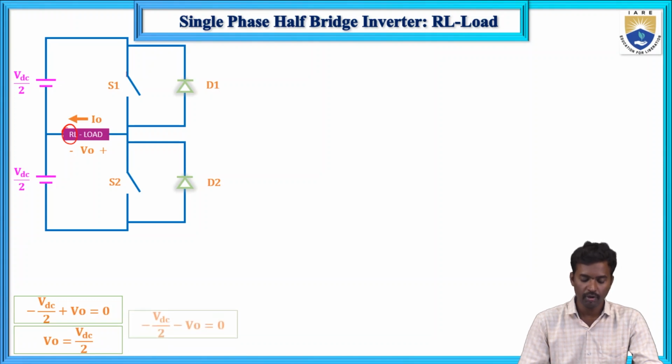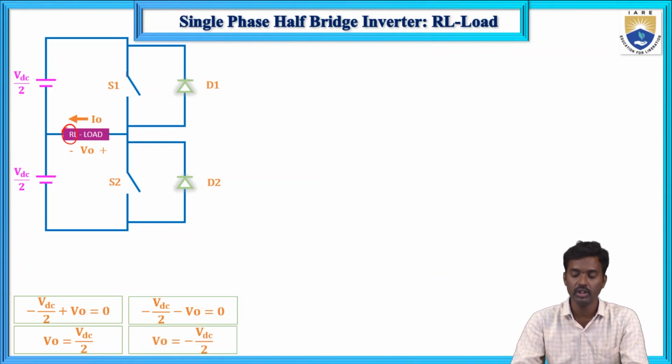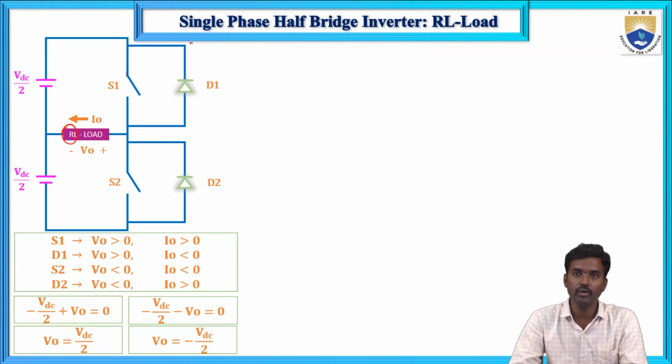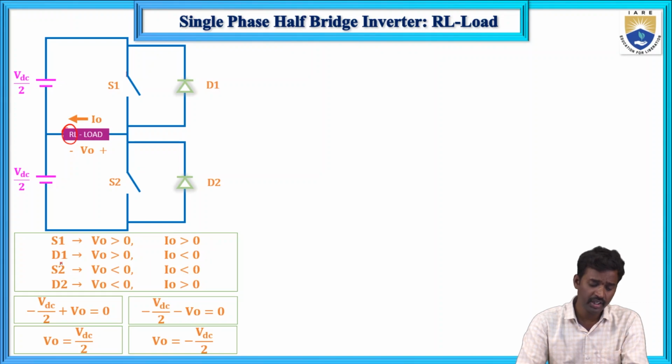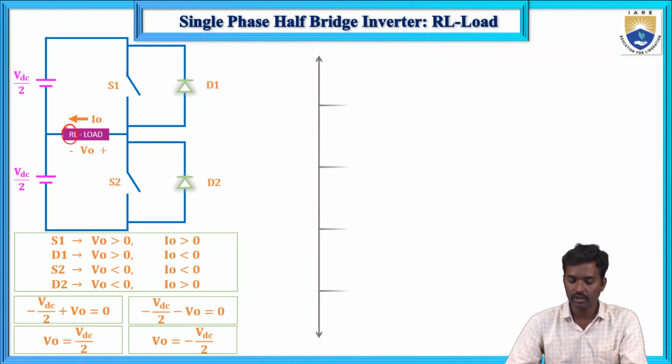And next, from T by 2 to T, the duration gives minus VDC by 2 minus V0, so V0 equals minus VDC by 2. Now the switching configuration: S1, D1, four switches, with RL load. For inductive load, the diodes will conduct. So S1, D1, S2, D2, all four devices will conduct. This is the circuit configuration.